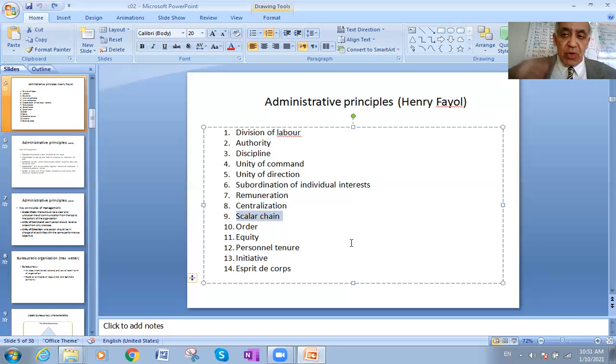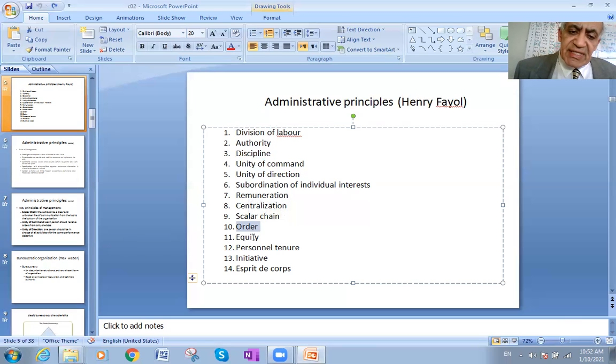When you go up in the organizational structure, your responsibilities are increasing and your authority as well. Order: everything should be in order, organized, and in its own place as it's supposed to be. People know the system. If I'm absent today, the work will not stop, because someone will relieve me and the work will be done. Not because I'm absent, all the work will stop. No, this is the order.